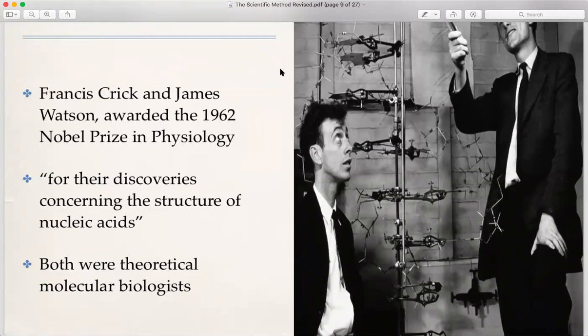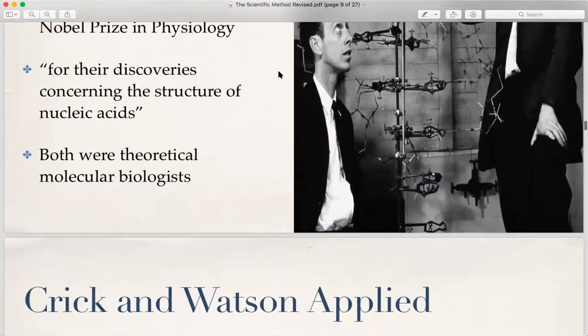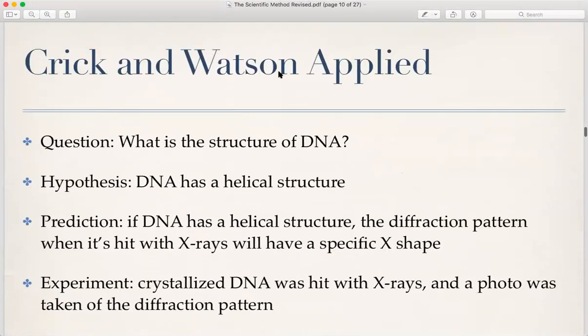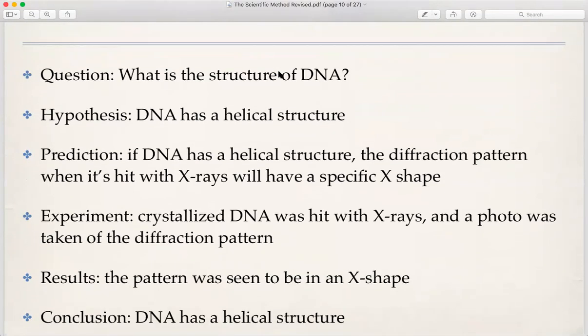They were both theoretical molecular biologists, and it might be really hard from the outside to see how they even began this process. But if we break it down with this method that I was talking about, I think it becomes a little more clear.